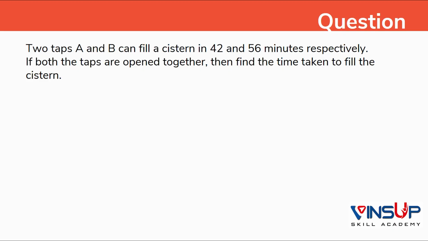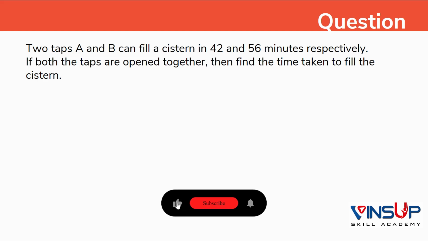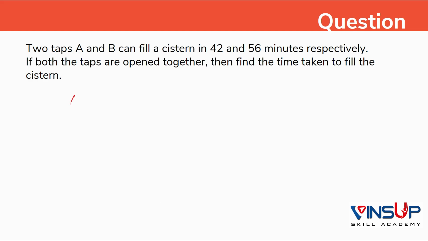Next, we'll move to the question. Two taps A and B can fill a cistern in 42 and 56 minutes respectively. Both the taps are open together, then find the time taken to fill the cistern. So here they have given that tap A takes 42 minutes to fill the cistern, and B takes 56 minutes to fill the same cistern. Now we have to find, if both the taps are open together, how many minutes it will take to fill the cistern.